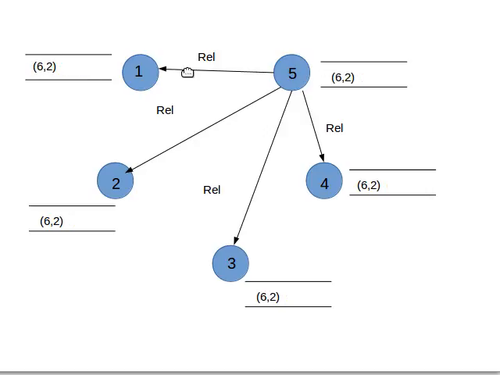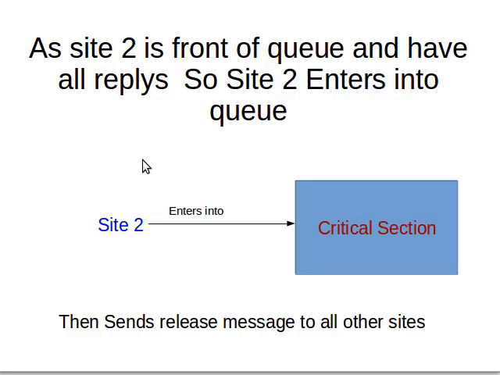On receiving the release messages, all the other sites remove the request of site 5. Site 2 already has all the reply messages, and now site 2's request is at the front of the queue. So now site 2 can enter into the critical section. After entering and exiting the critical section, site 2 sends all the release messages and removes its request from its own queue.